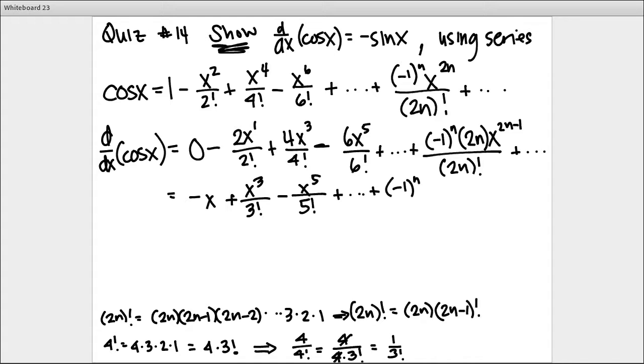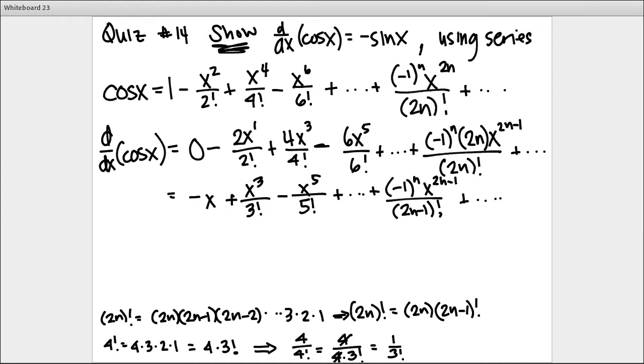So that means that when you've got this 2n on top and a 2n factorial on the bottom, you're going to be left with a 2n minus 1 factorial on the bottom. And then we also have the x to the 2n minus 1, dot, dot, dot. All right, when you factor out, okay, let me just do a side note real quick.